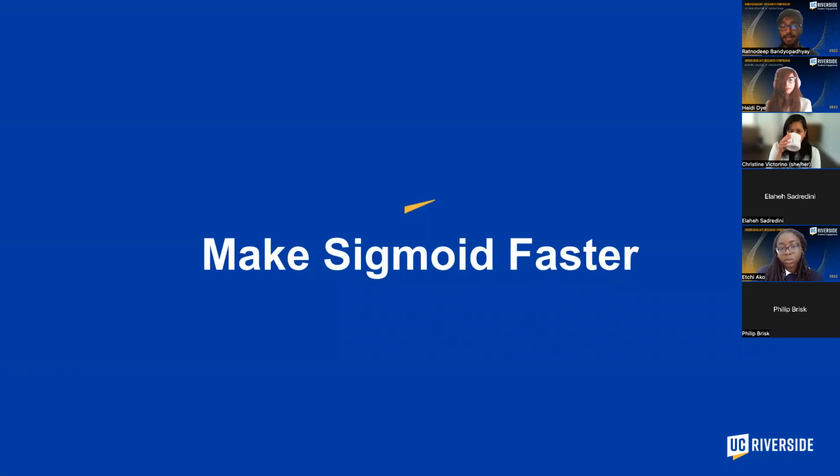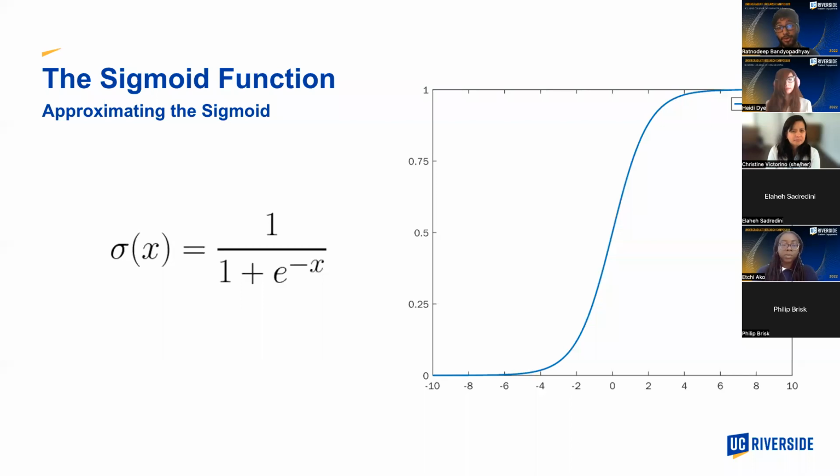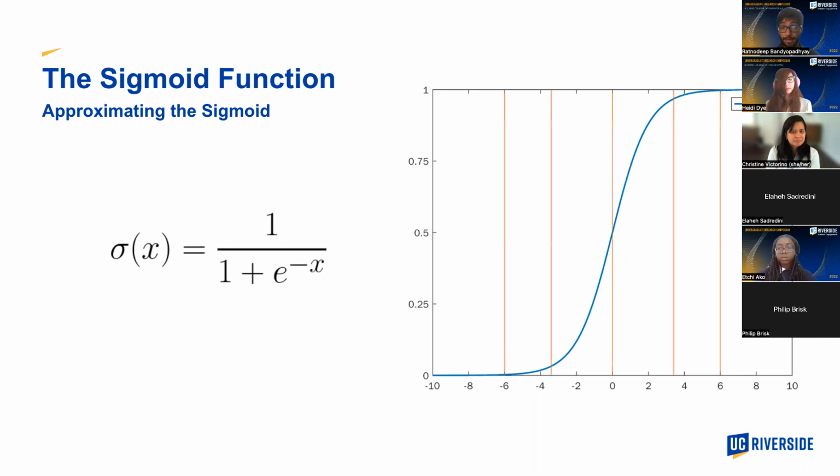The goal of HATS is to provide hardware accelerated versions of the sigmoid function that can perform reasonably well. And there are two angles from which to approach this problem. One is by approximating the sigmoid function with simpler functions, and let's go ahead and take a look at that one first. There are a number of ways to approximate the sigmoid function. One way is to break the sigmoid function into smaller pieces and approximate those smaller pieces with simpler functions.